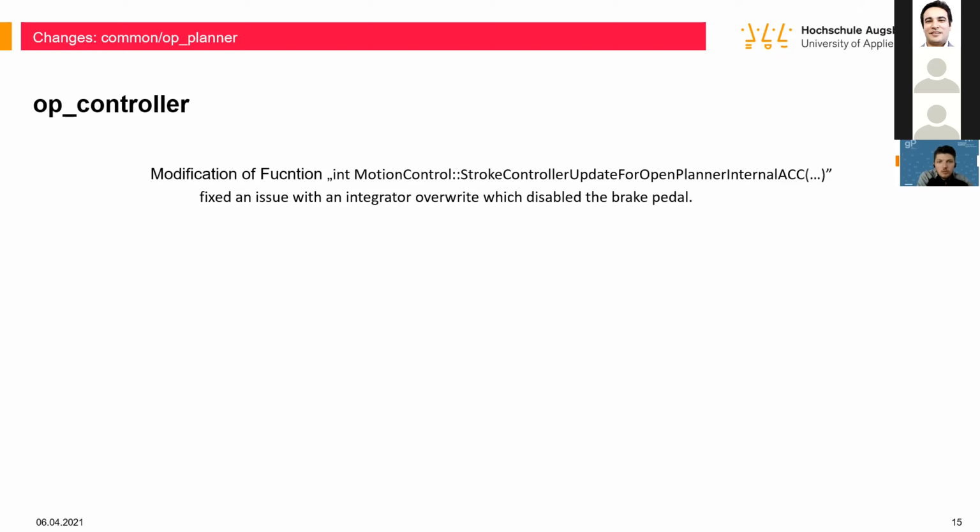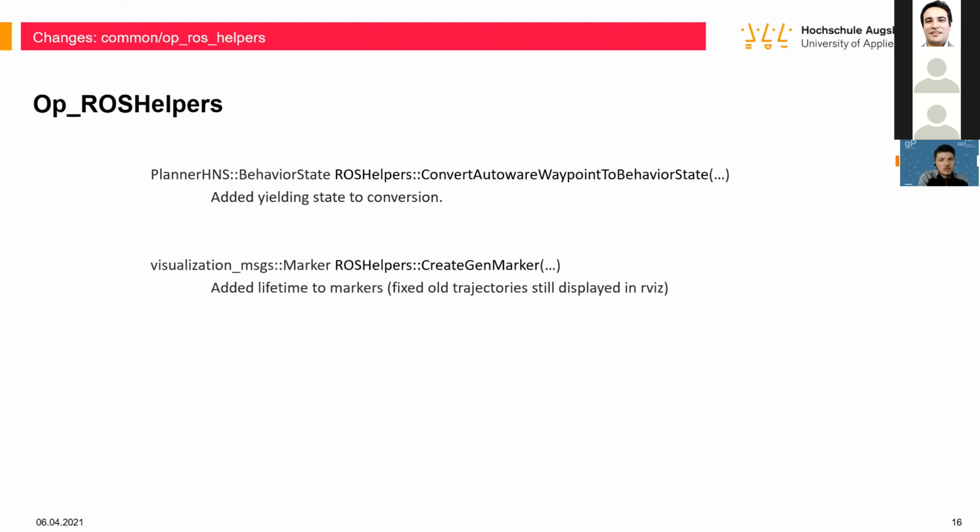In the OP controller, there was something with the integrator that was running. If we had an integrator still running on the accelerator pedal, then the brake pedal was blocked. So we just had a simple if solution for that, so that the brake pedal is always first, and then the accelerator pedal. So we can always brake if we want to, even though the integrator is still high for the accelerator pedal. Okay, we're getting close to the end now.